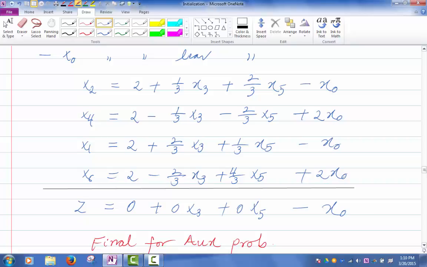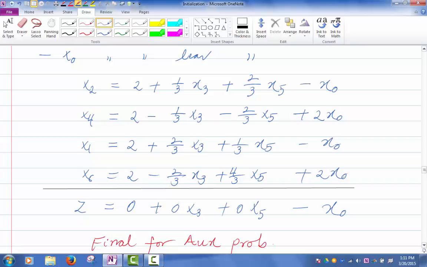So what's the optimal value for the auxiliary problem? The optimal value for the auxiliary problem is 0. x0 is 0. Remember, you were trying to minimize x0 or maximize negative x0, and we see that x0 is 0, so that's the minimum value. Because x0 in the optimal solution is 0 for the auxiliary problem, we know that the original problem is feasible now, so we can write down the feasible dictionary for the original problem.